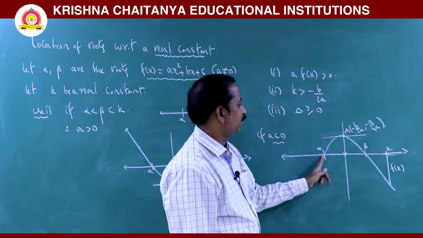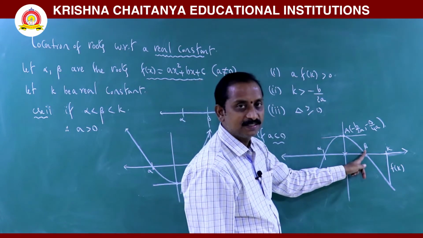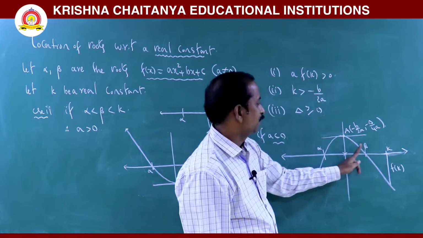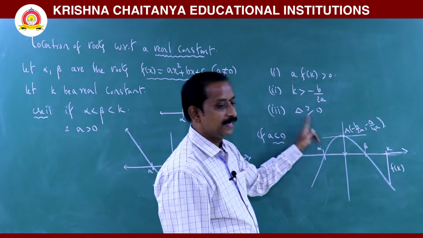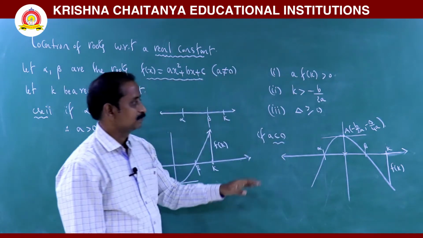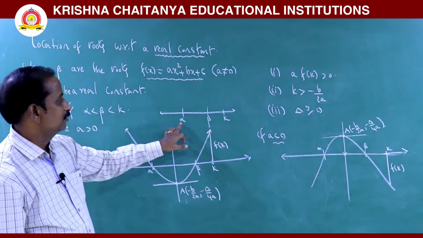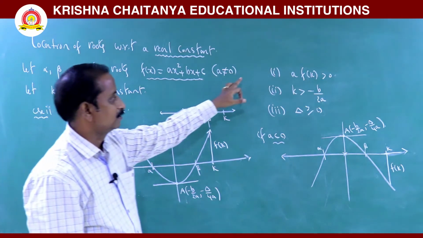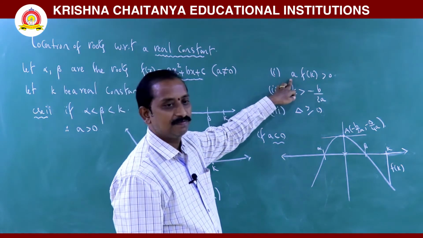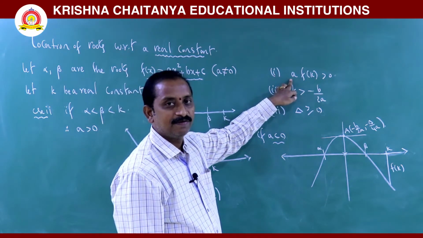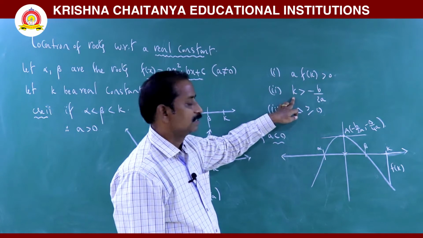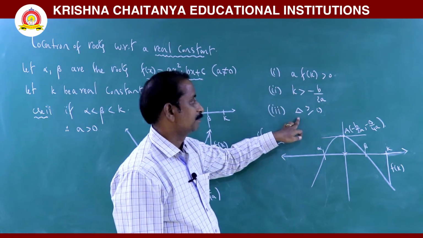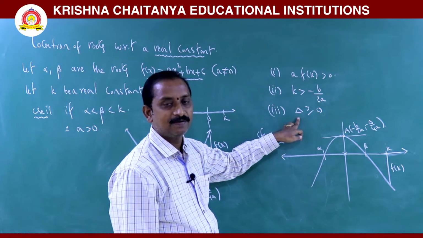Next, alpha and beta, if distinct, delta greater than 0, equal to 0, I can write delta greater than or equal to 0. So the second condition, alpha less than beta less than k, has three properties: first property, a into f of k greater than 0, second property, k greater than minus b by 2a, third property, delta greater than or equal to 0.